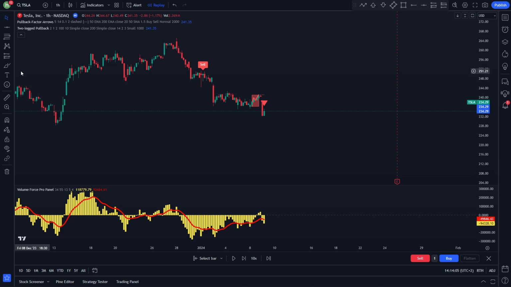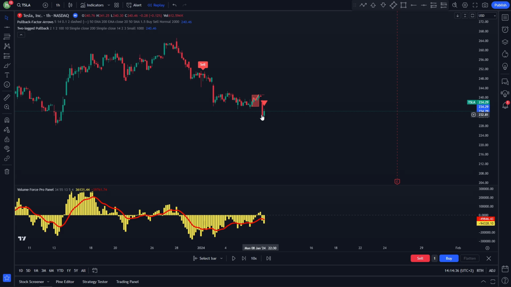Next, let's explore the other side of the spectrum and look at the rules for entering a sell or short trade. For this example, I've selected Tesla, ticker symbol TSLA, in the hourly time frame. For a valid sell trade, firstly we are waiting for the pullback factor arrows to identify a sell alert. We can observe from the chart that the stock has entered a downtrend, forming lower lows and lower highs.